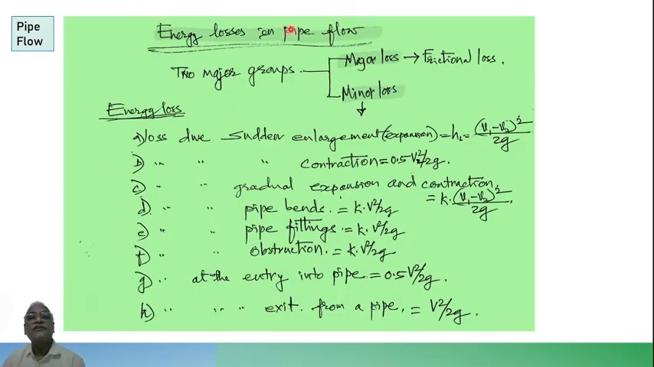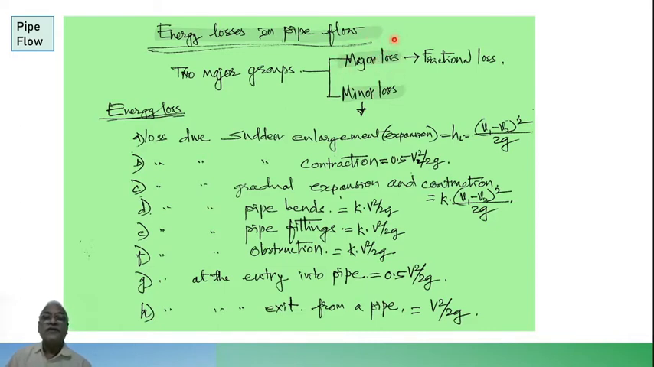Now, energy losses in pipe flow. There are two major groups of energy losses: simple, major loss and minor loss. The naming is quite simple: major loss in pipes, minor loss in pipes. One more very simple thing is, whenever we say major loss, it is because of frictional head loss, and because magnitude wise it is much larger compared to minor loss. That's why it is classified as minor.